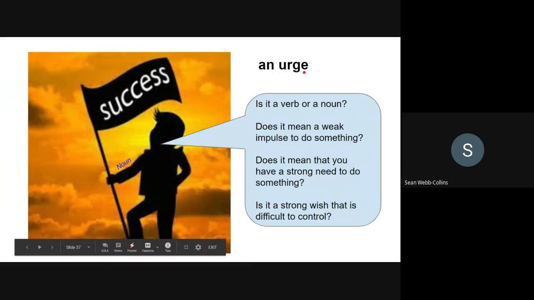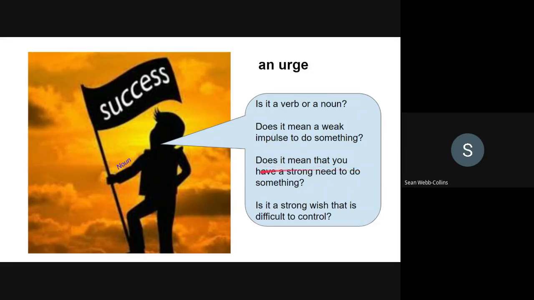An urge. Is an urge a verb or a noun? Well, we can see clearly that we have the article beforehand, so we know that an urge is a noun. And does it mean a weak impulse to do something? No. It's a strong desire, a strong want to do something.